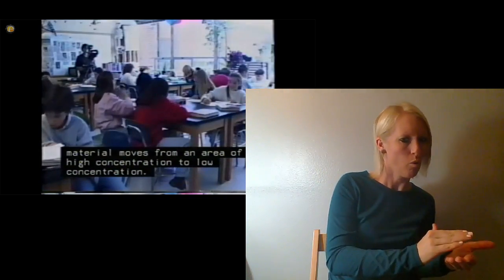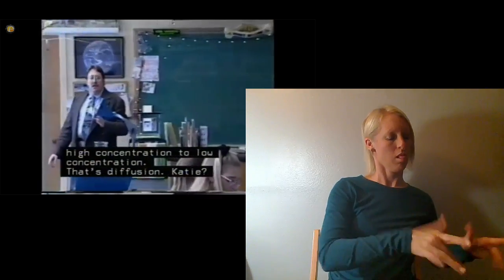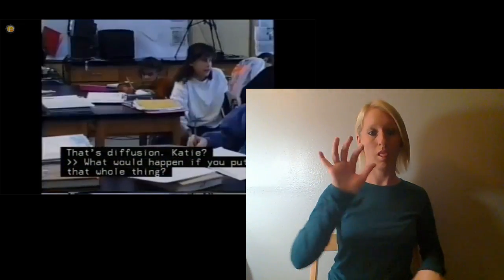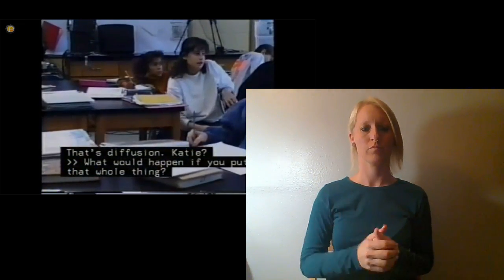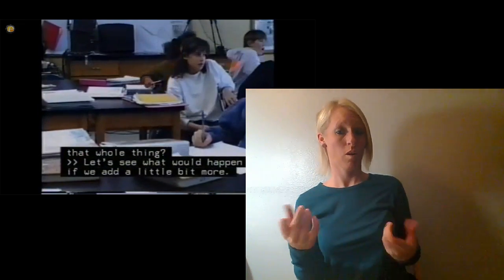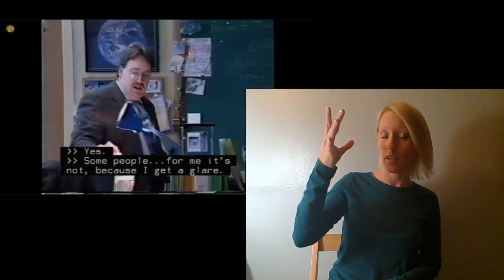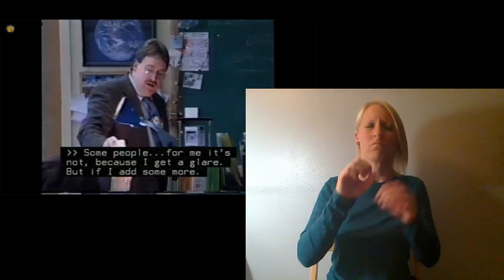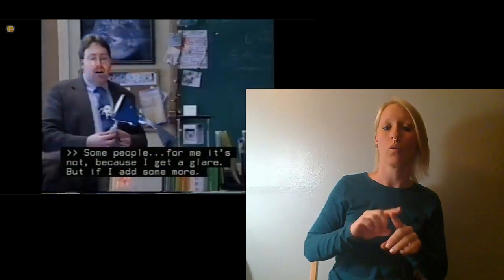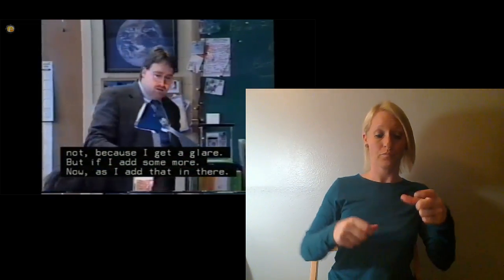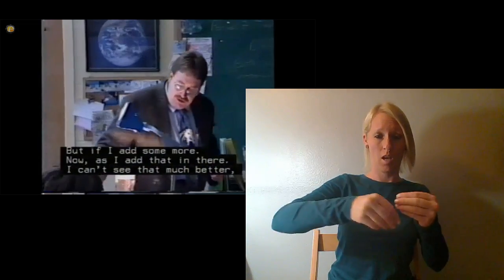All right? That's diffusion. Katie, what would happen if you put that whole thing in? Okay, let's see what would happen if we add a little bit more. Is it better with the lighter now? Yes. Okay, for me it's not because I get a glare. But all right, if I add some more. Now, as I add that in there, I can't see that it would be much better, but we'll leave it for now.